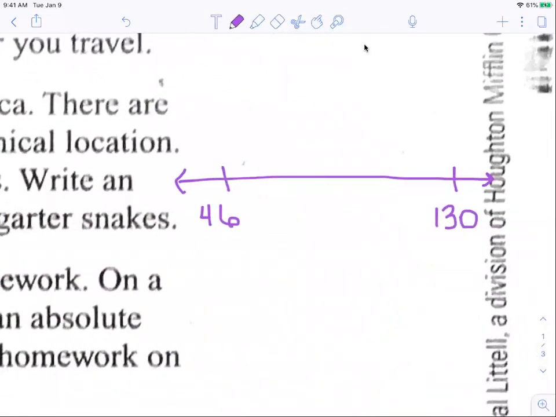So if I go to the numbers I have on this number line, the first thing we're going to find is the number in the middle. I need you to figure out how you can find the exact value that would be in the middle of 46 and 130. How could you find the number that would be in the middle of 46 and 130? Faith, how could you find that number? You could do the mean, add both of them together and then divide by 2.